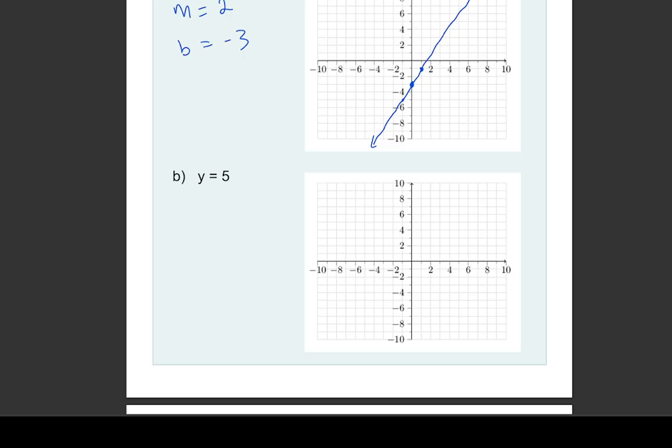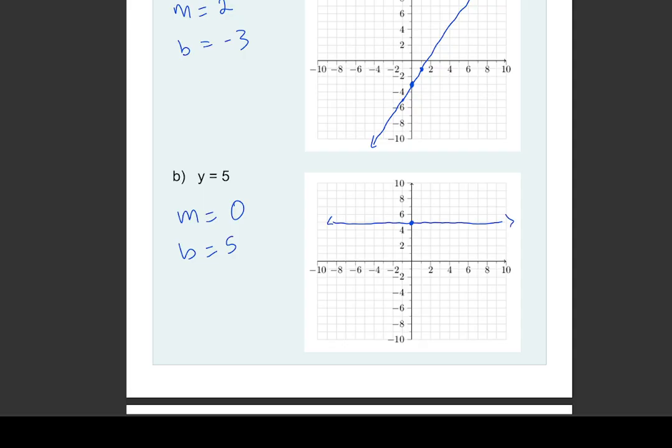Now when we have something like y equals 5, we've got to think, okay, for every x value, our output is 5. So I suppose we could think of it the same way. Our slope is 0 and our b value is 5, which puts us right at the point (0, 5). And if we have a slope of 0, that means that we're completely horizontal, like this.